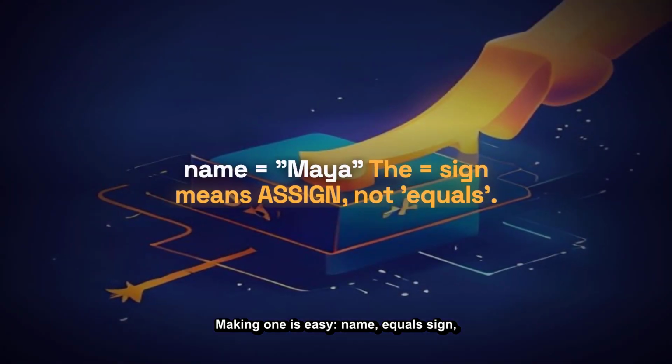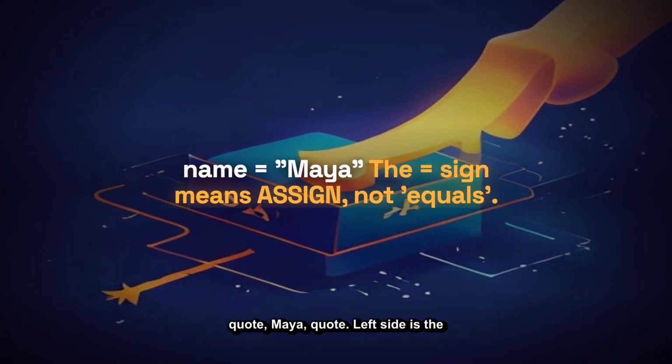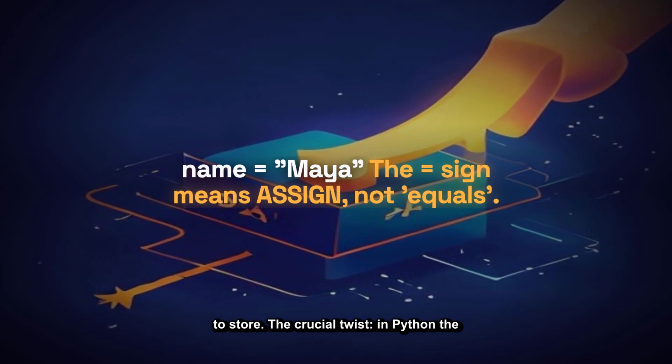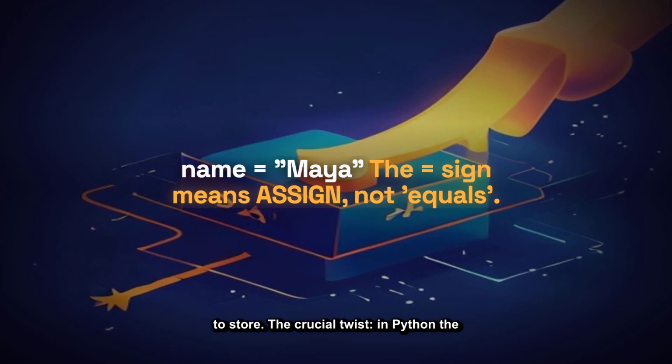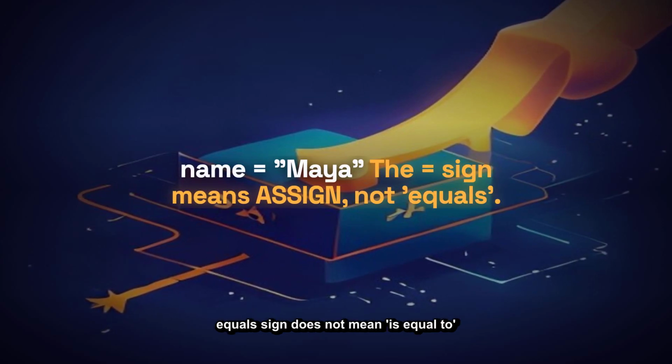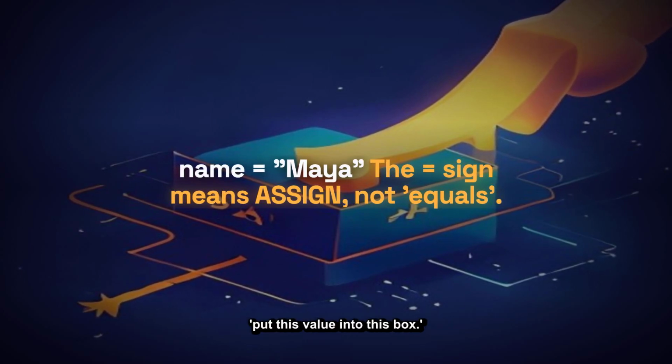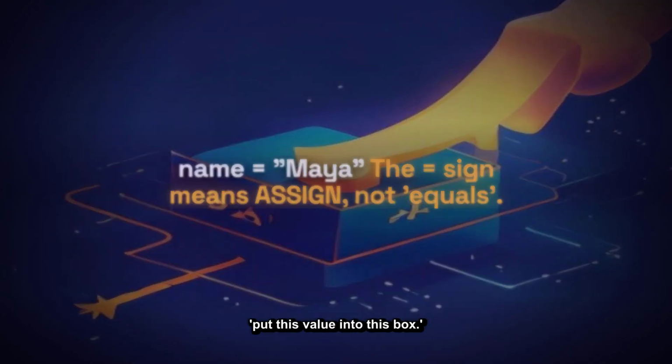Making one is easy. Name equals sign, quote, Maya, quote. Left side is the label, the name. Right side is the value to store. The crucial twist. In Python, the equals sign does not mean is equal to like in math, it means assign, as in put this value into this box.